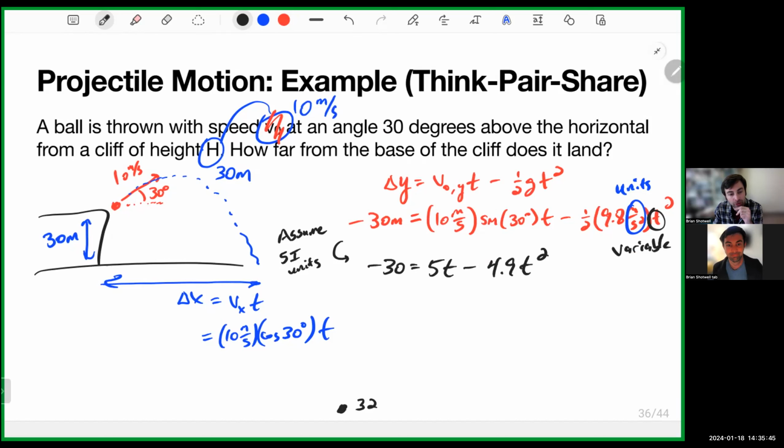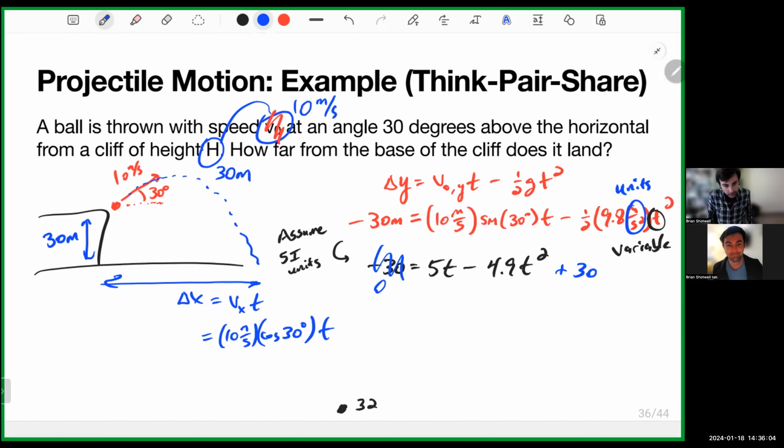So if you move the 30 over to the other side, 0 equals, and then plus 30. So now this is just a quadratic equation. You have a t squared plus b t plus c equals 0. And we're going to solve for t.